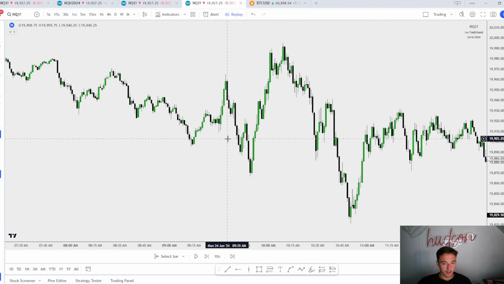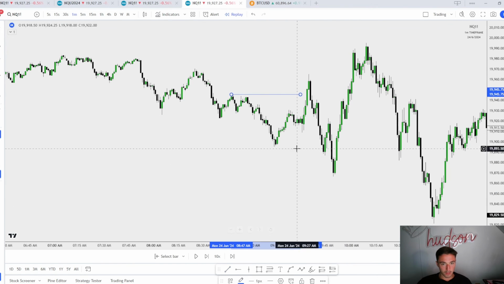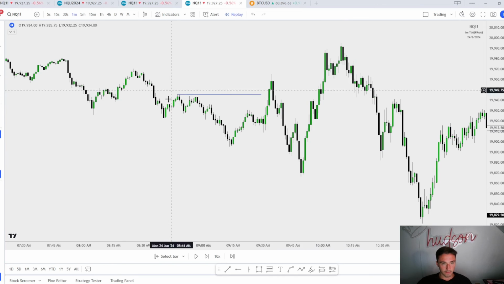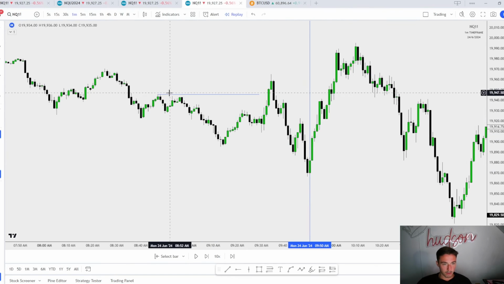This day, what do we see? Well, we see 930 opens. Judas swing higher. Boom. Stopping out these highs. 950 opens up. What do we see here? Double purge. Purge the highs. Purge the lows. Now it's going to be a low resistance liquidity run to this high.